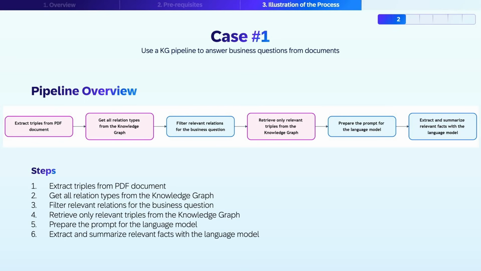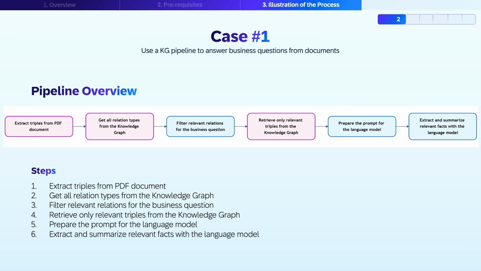The script consists of six simple steps. First, extract triples from the PDF document. Second, get all relation types from the knowledge graph. Third, filter relevant relations for the business question. Fourth, retrieve only relevant triples from the knowledge graph. Fifth, prepare the knowledge for the language model. Sixth, extract and summarize relevant facts with the large language model.